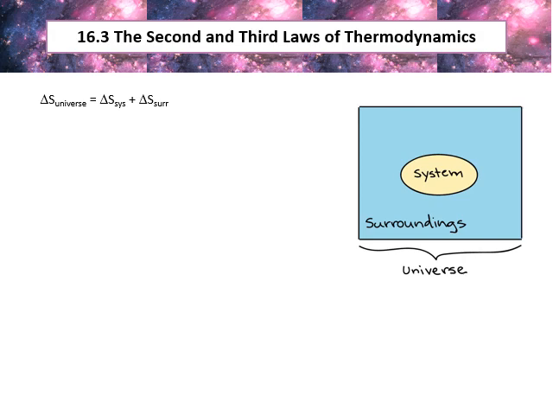Further, since delta S can be determined by Q reversible over T, we can write the following for delta S system and delta S surroundings, where Q reversible is the heat transfer between the system and surroundings. So Q reversible for the system will be equal to minus Q reversible for the surroundings.